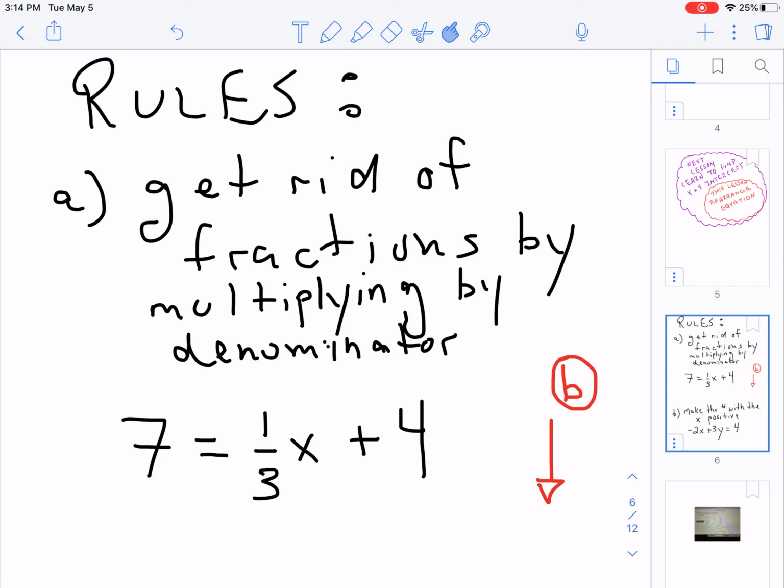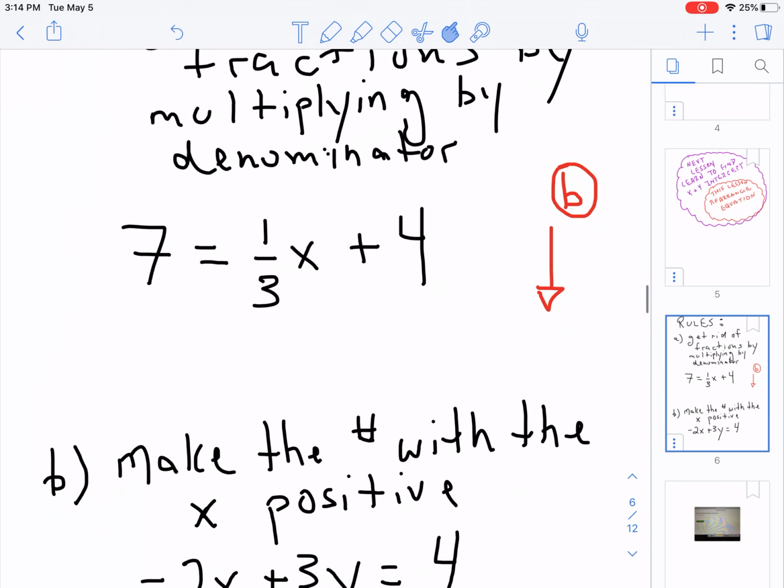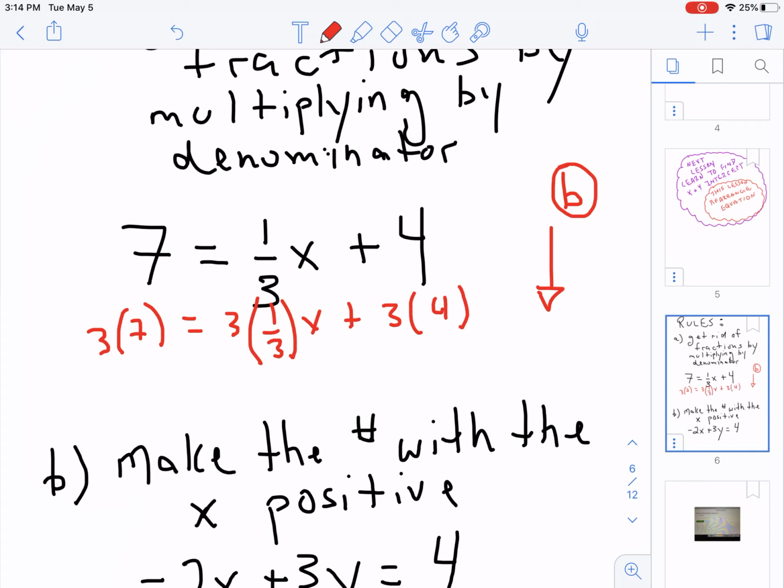First of all, if there are any fractions in our equation, we want to get rid of them by multiplying by the denominator. In this particular example, in order to get rid of the 3, we'd have to multiply everything by 3. So 3 times 7 equals 3 times 1/3 x plus 3 times 4, and that would become 21 equals 1x plus 12. So the first rule is to get rid of any fractions.